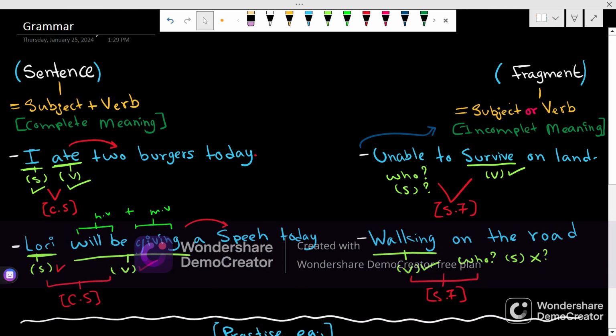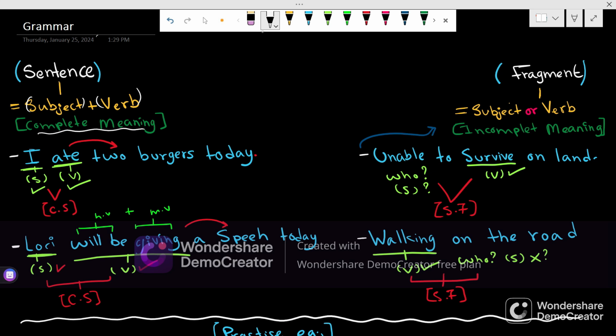So let's do a quick review from the beginning. Sentences and sentence fragments. A sentence is a group of words that contains a subject and a verb, and it expresses a complete meaning. A fragment is a group of words that contains either a subject or a verb. It does not contain both at the same time. A sentence fragment expresses an incomplete meaning.